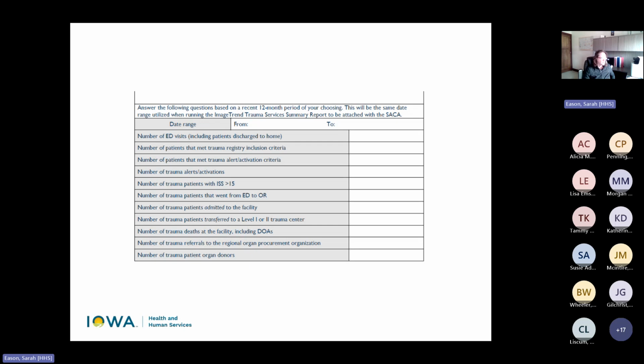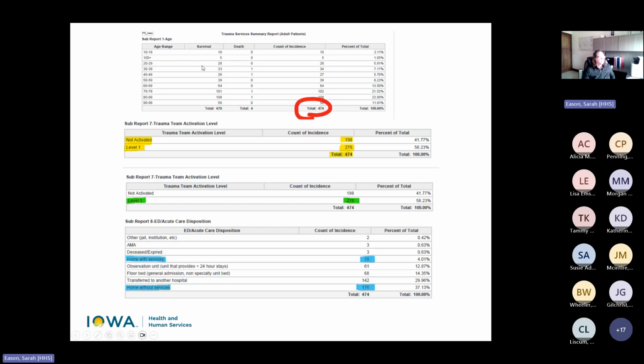I'm showing you an example on your trauma services summary report now on this next page, and just pay attention to the red circle. This is out of your sub-report 1. The number of patients that have met registry inclusion criteria are the total number of patients in your registry for that review period. That's just the number. It's just that plain.